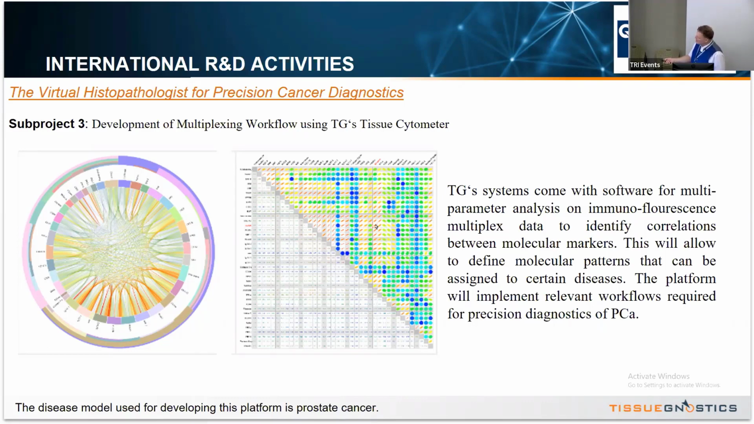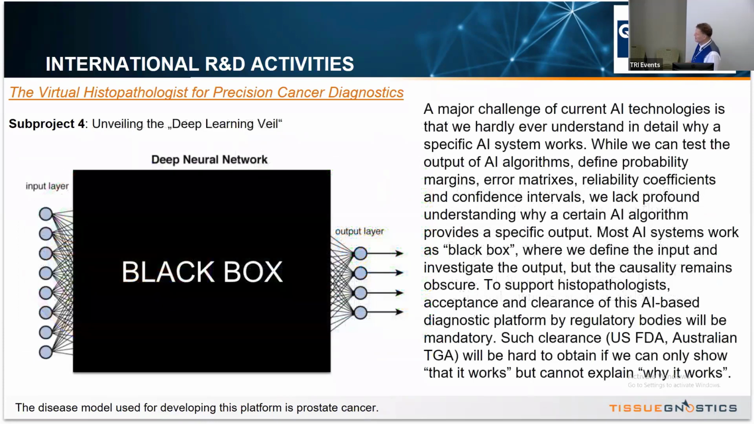These are the names of the molecular markers that have been stained, and the lines here indicate how the markers are correlated with each other. The lines, the colors, the thickness, and how the lines go show which marker is correlated with which other marker. This is done by what we call data mining using machine learning technology. This is already under development, but will be further expanded within this project.